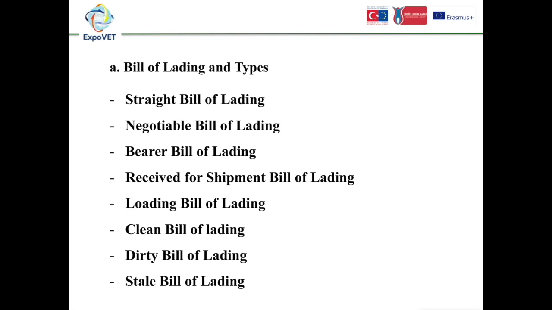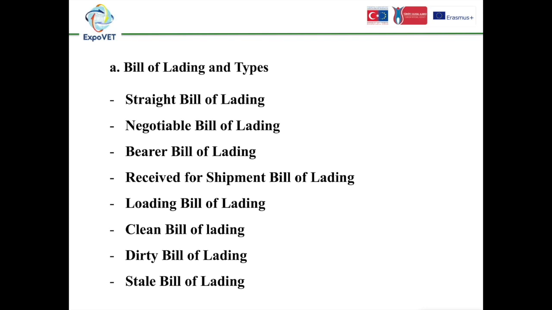For this reason, they are generally not accepted by banks in practice. However, in practice, banks may request that these be issued in their own name in order to obtain their own security. Negotiable bill of lading.